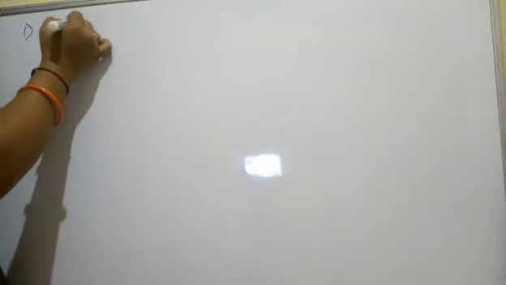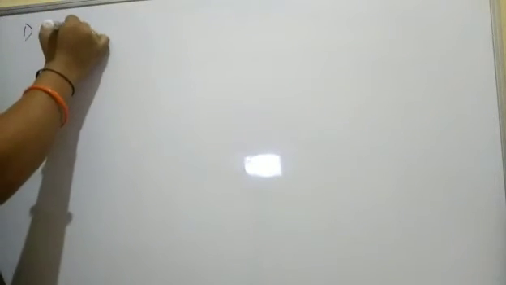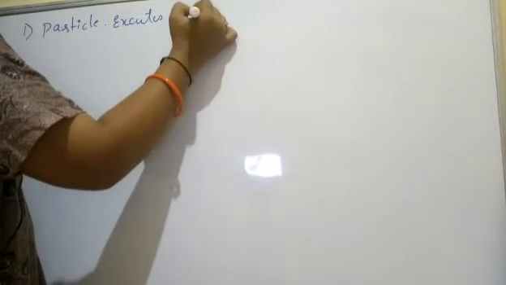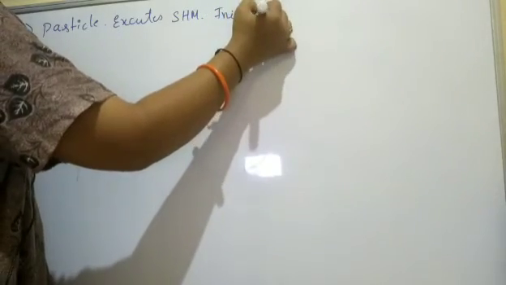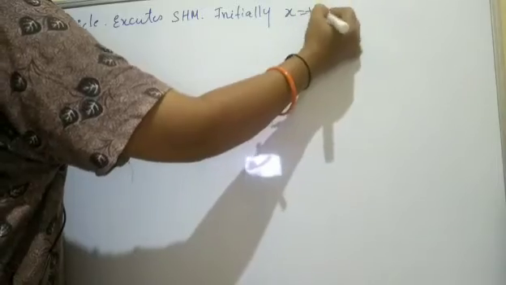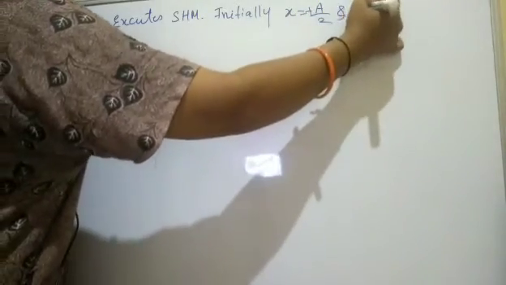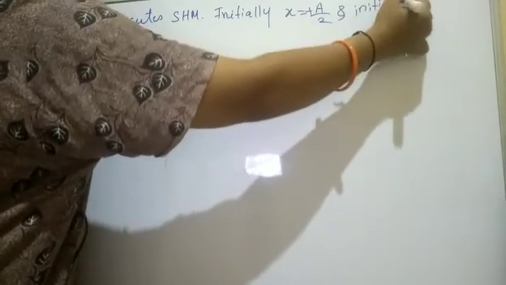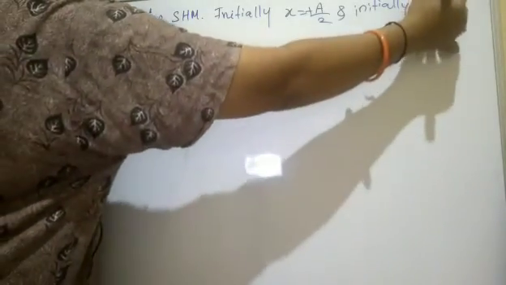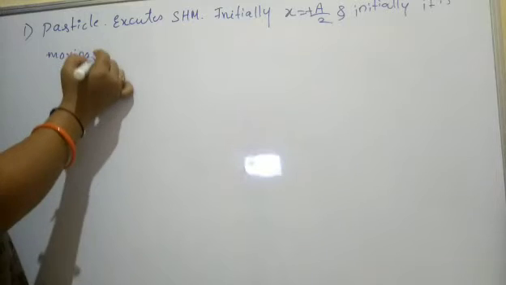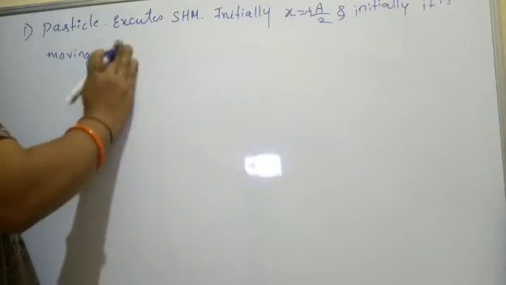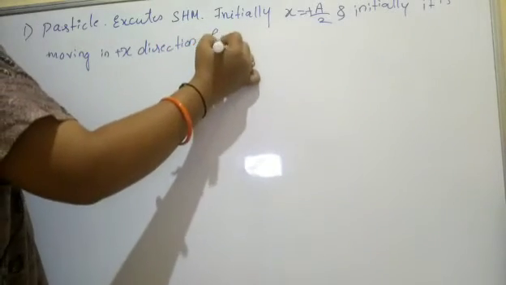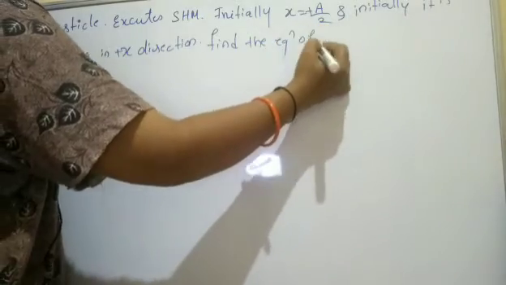So a particle executes simple harmonic motion, initially at x is equal to plus A by 2, and initially it is moving in the positive x direction. Find the equation of the particle.